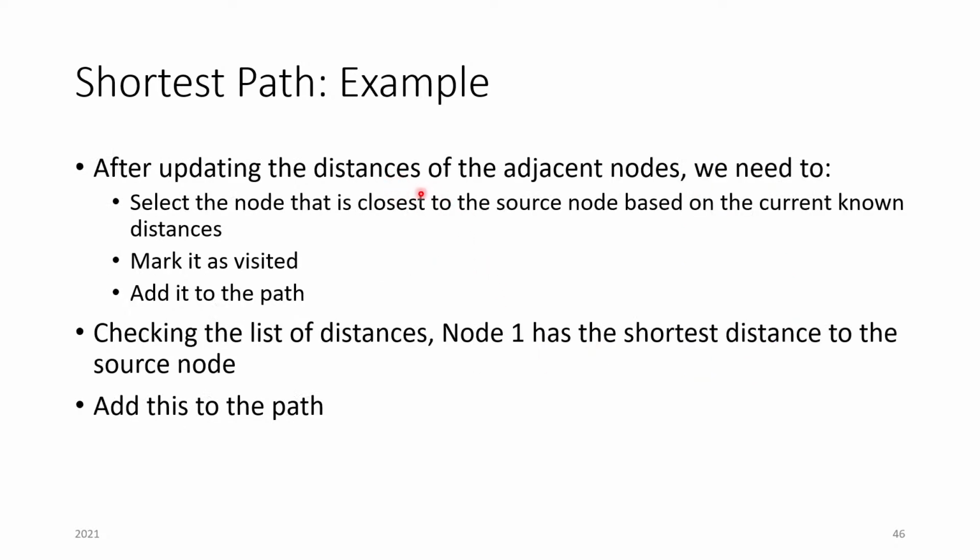Once we update the distances of the adjacent nodes, we then follow these 3 steps to make sure that we cover our algorithm steps and that we don't do any revisits as required. So we use the shortest distance in our update there. That's where we select the node that is closest to the source node based on the current node distance, and we mark this as visited. And we're going to add this to our shortest path. Node 1 had a distance of 2 from 0, and node 2 had a distance of 6 from 0. So we're going to use node 1 in this particular case, and we're going to add this to our shortest path as required.